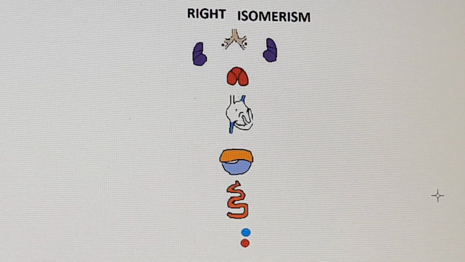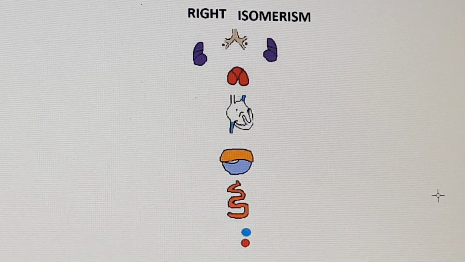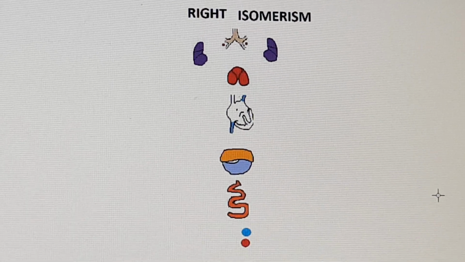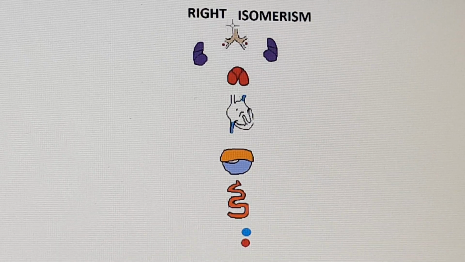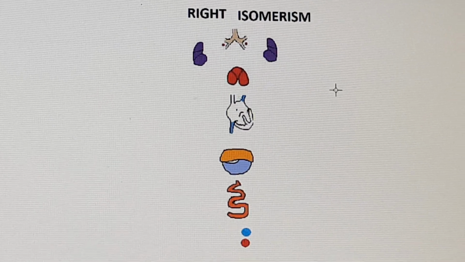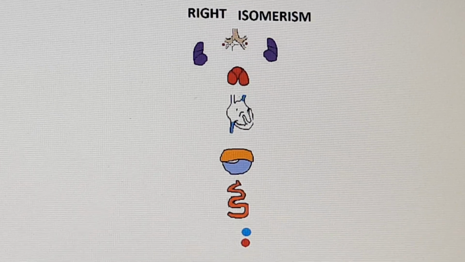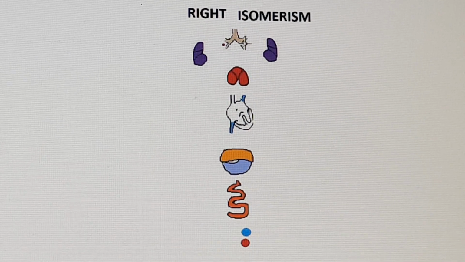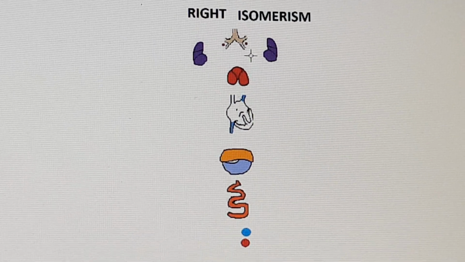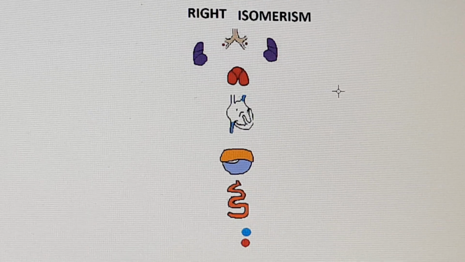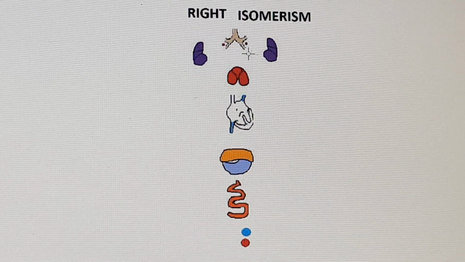In right isomerism, the tracheobronchial tree, we will have the following findings. First, tracheobronchial tree. Both the sides, the tracheobronchial tree will look like right-sided division. You can see that both the bronchi have divided early, and you can see that both the pulmonary arteries are below the bronchi, or the bronchial anatomy is eparterial bilaterally.